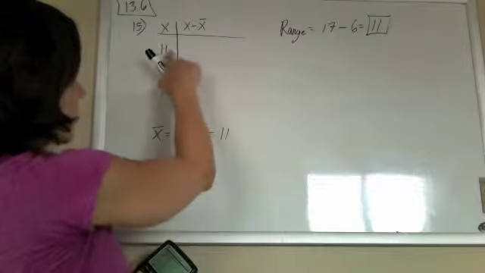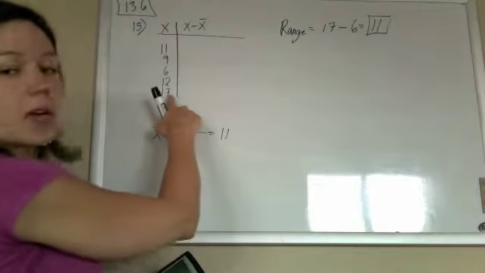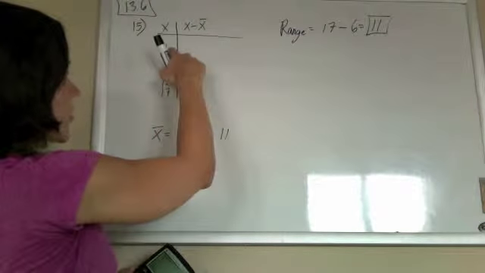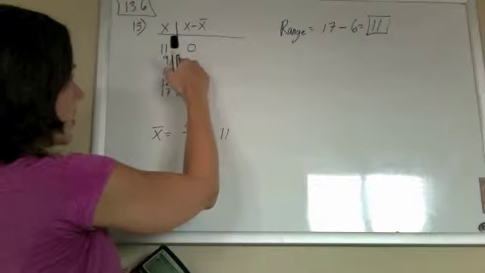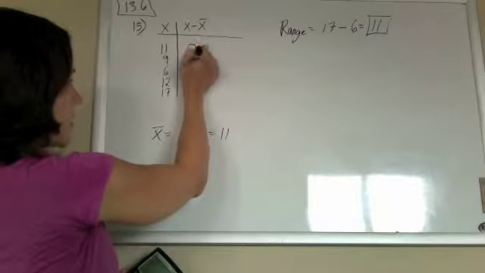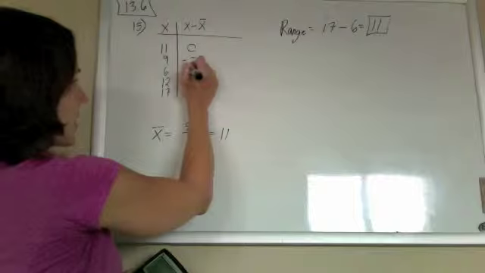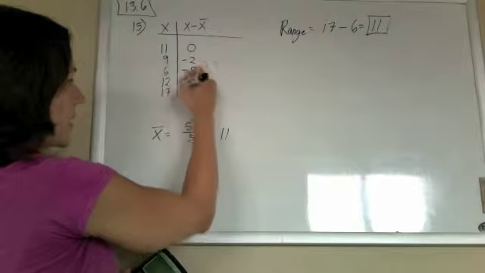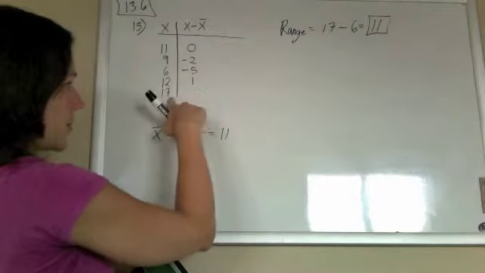So you're going to subtract 11 from each one of these scores. So 11 minus 11 is 0, 9 minus 11 is negative 2, 6 minus 11 is negative 5, 12 minus 11 is 1, 17 minus 11 is 6.